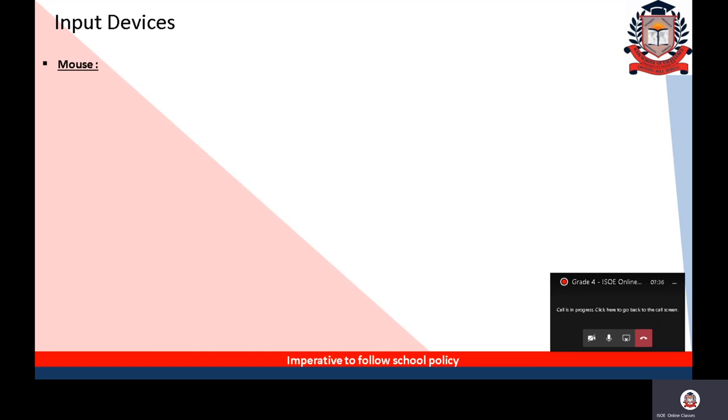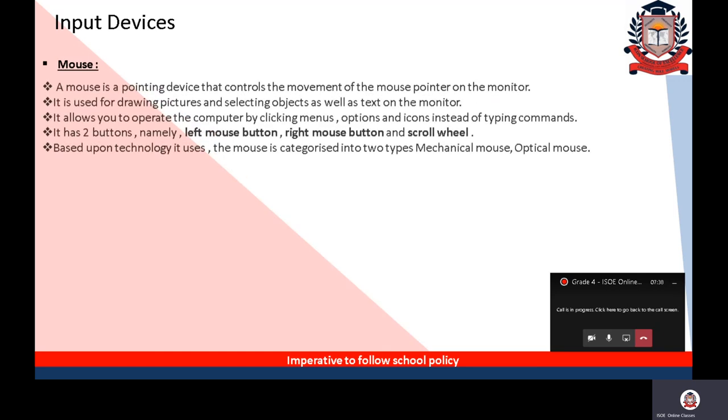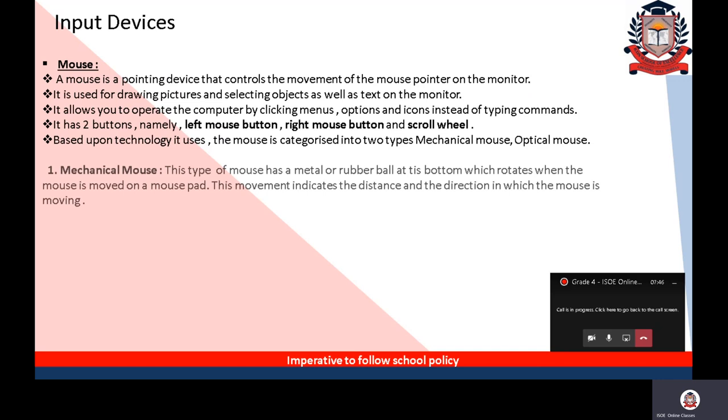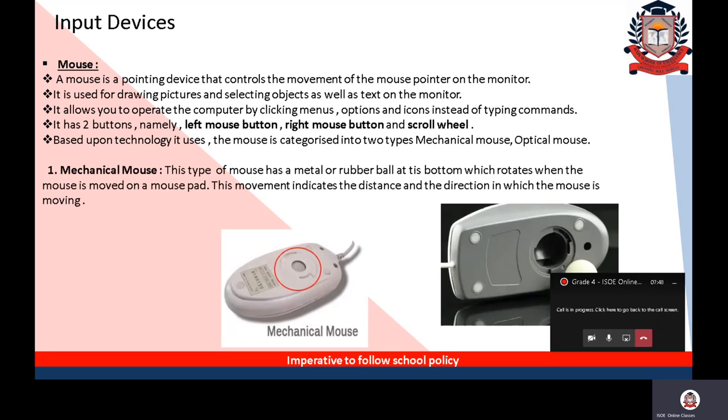Okay, next input device. What is a mouse? You all know the mouse, right? Don't think that it's a mouse or a rat. It's a mouse in the computer. This is how it looks. A mouse is a pointing device. It has a pointer. Like you see, this is the mouse. It's a pointing device that controls the movement of the mouse pointer on the monitor.